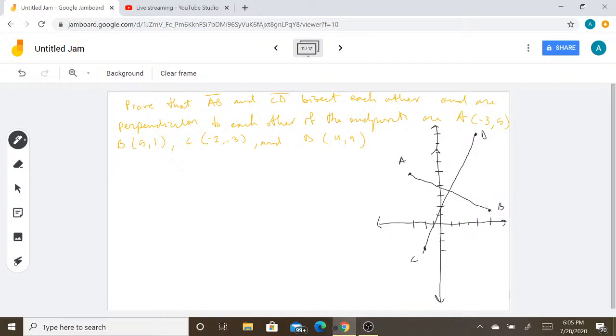And next we can find the midpoints of both segments, because if we find midpoints that are the same, that means that they're bisecting each other. If they have the same midpoint, that means both segments are split into two congruent parts. And last lesson we learned how to find the midpoint of something. So let's try to find the midpoint of segment AB. The midpoint of segment AB is equal to the average of the x coordinates and the average of the y coordinates.